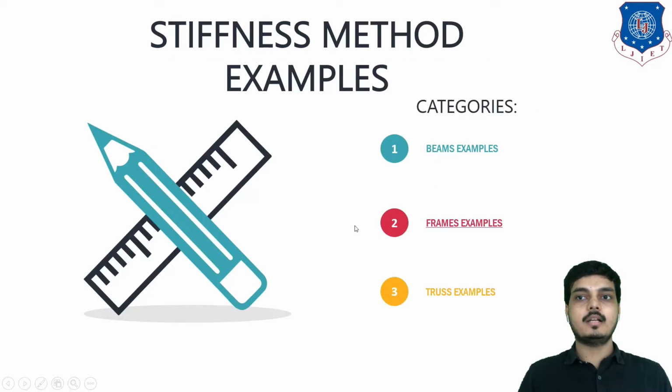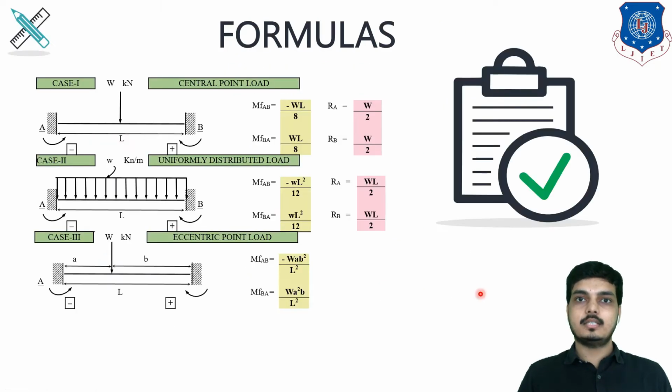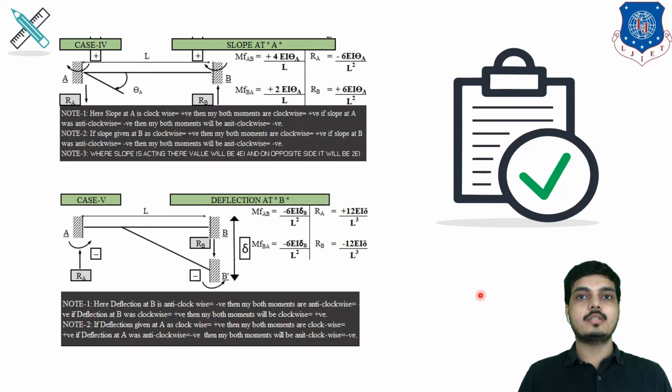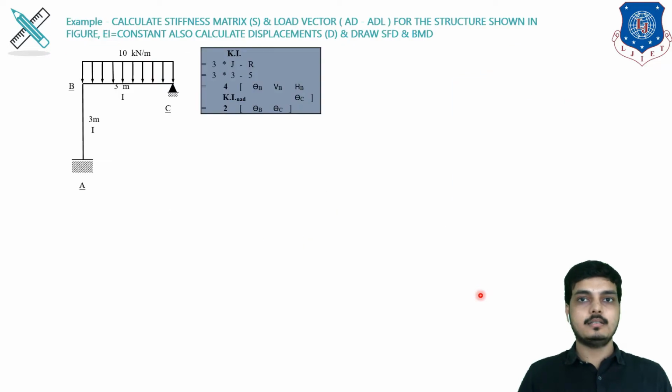Now today we will be considering frames examples. So let's see how to solve. These are the basic formulas which we will be using for the example. Calculate the stiffness matrix as well as load vector AD minus ADL for the structure shown in figure. EI will be constant. Also calculate displacement D and draw shear force and bending moment diagram.